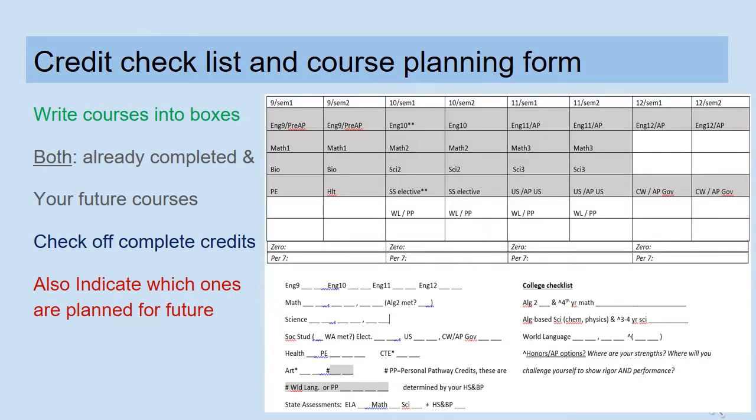Today, you will be using this tool, which combines a credit checklist for high school graduation and a credit checklist for college entrance, and also a course planning form for the future. You will write your courses into the boxes shown. You will show already completed courses, and you will also write in your future course plans. You will then go below and check off completed credits, and you will also use indicators to show which ones you have planned for the future.